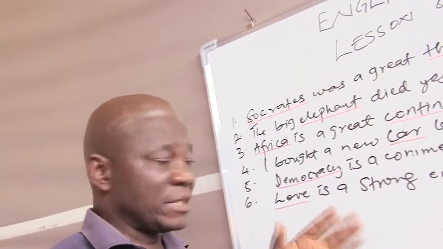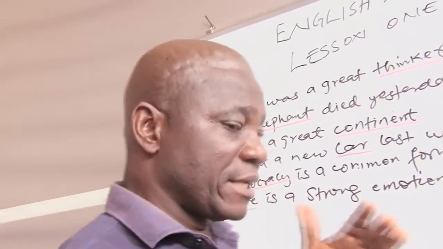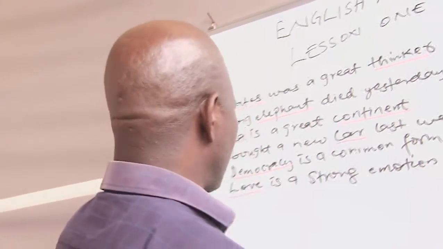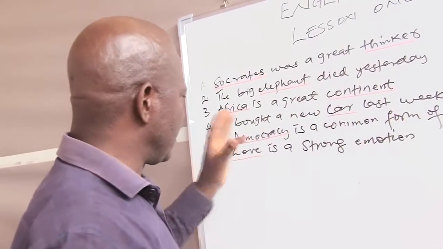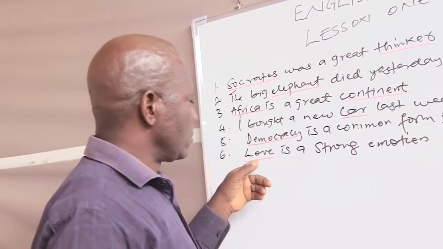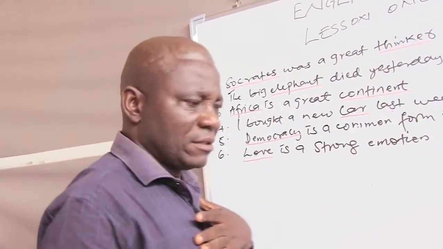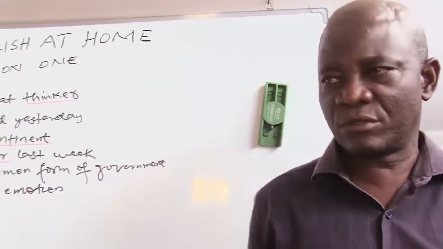Democracy is intangible. It's an idea. But it has a name. Any other form of government is just an idea. Philosophy, psychology, all those are ideas. Love is a strong emotion. This is a quality of mind. It talks about how you feel right inside yourself. It's an emotion. All right.